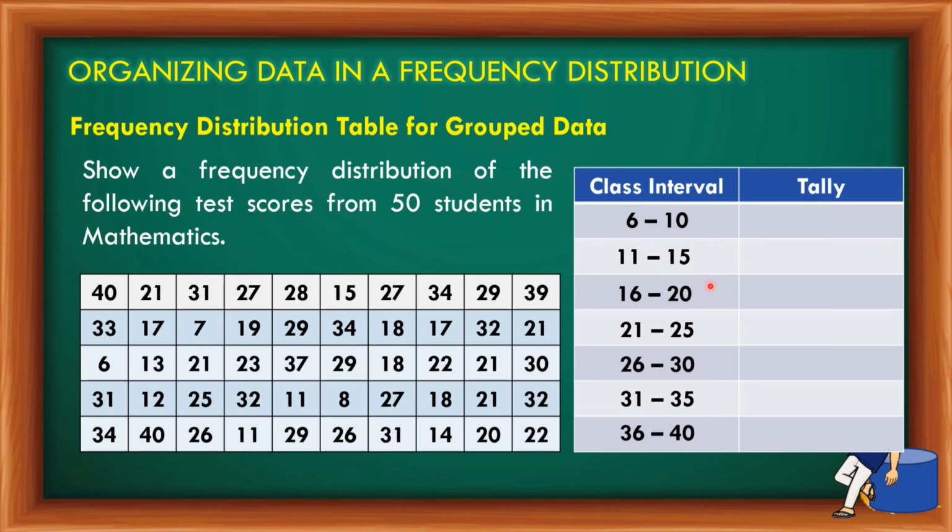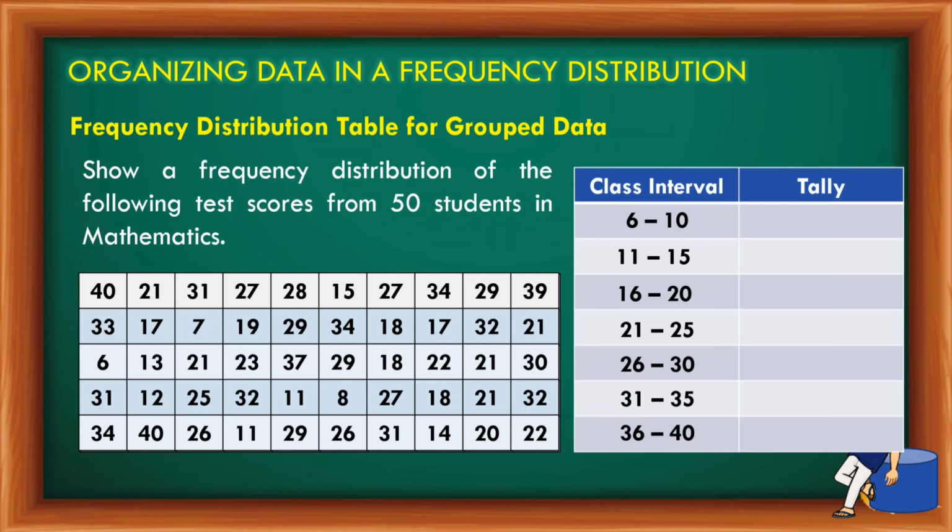Lahat yan ay dapat ay 5 yung magiging class interval na kailangan natin. Tama naman yan. From 11 to 15, that's 5. From 16 to 20, from 21 to 25, and so on. Lahat yan ay 5. So, after writing the class interval, mapapansin natin na ang number of class interval natin ay 7. 1, 2, 3, 4, 5, 6, 7. According sa ating na-compute kanina.